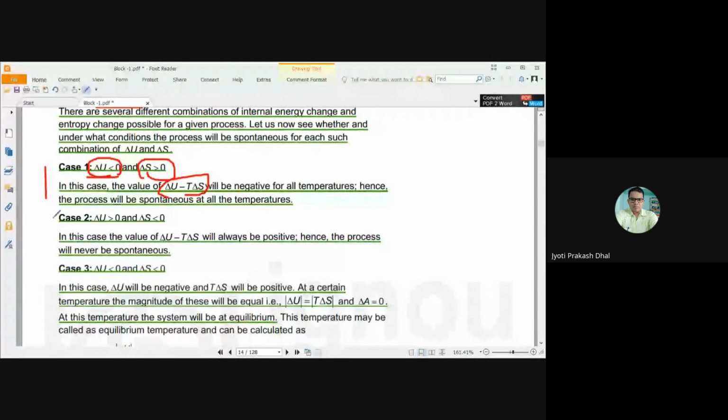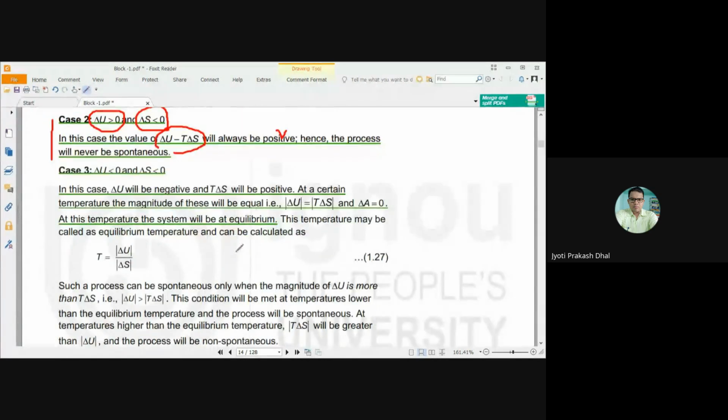Now coming to case 2. In case 2, del U is greater than 0, that means there is an increase in internal energy, and del S is less than 0, that means there will be a decrease in entropy. So in this case, the value of del U minus T del S will always be positive, and we know that if del U minus T del S is positive, the process will never be spontaneous.